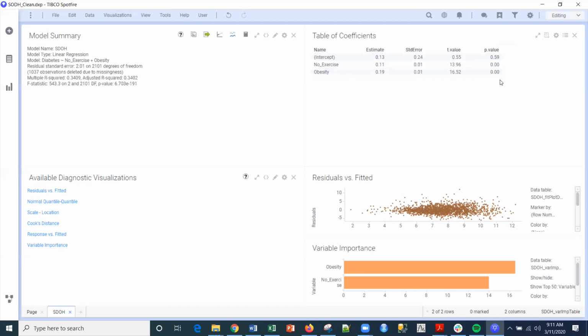That means that the intercept is not meaningful, and we can just use these two variables to predict diabetes. Looking real quick at some of the diagnostics, we're given the variable importance here. So the variable importance, obesity, is the stronger of the two predictors to predict diabetes, and then no exercise. I can look at other values as well.